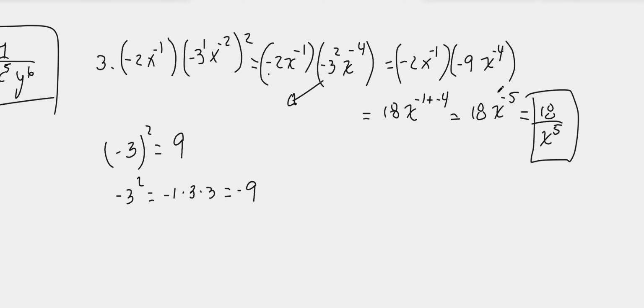Remember that whenever you have a negative exponent, you can make it positive by moving it to the opposite side. And by that I mean, if it's in the numerator, you move it to the denominator. If it's in the denominator, you move it to the numerator.